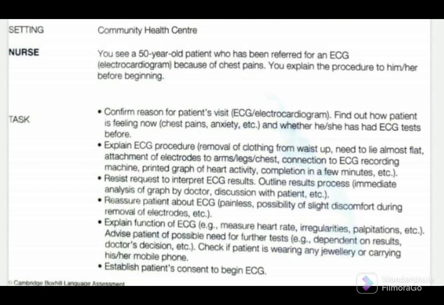So whenever you get the term confirm in a role play task, it means you are just confirming with the patient about the procedure or about the incident or about the thing. Especially, it will be there in the starting area of your role play card. So I hope it is clear for you.